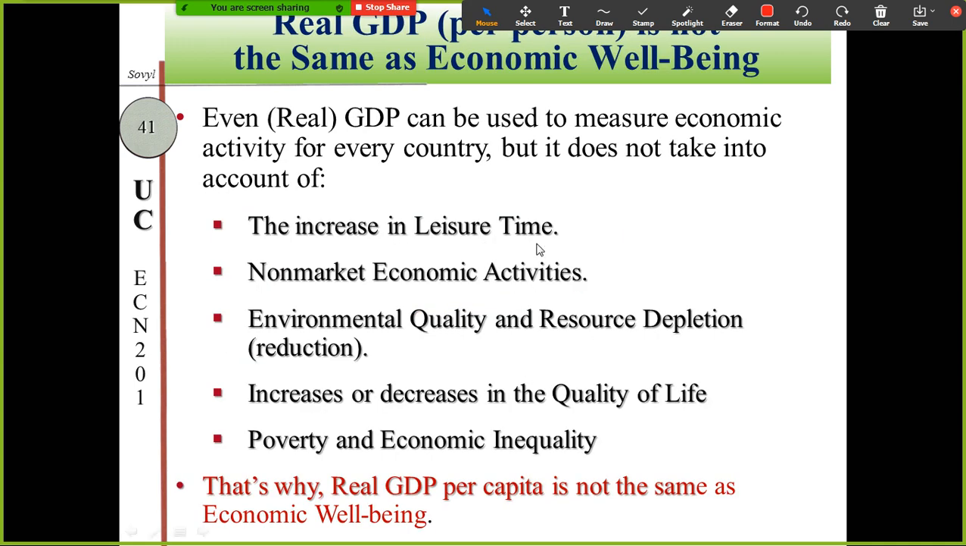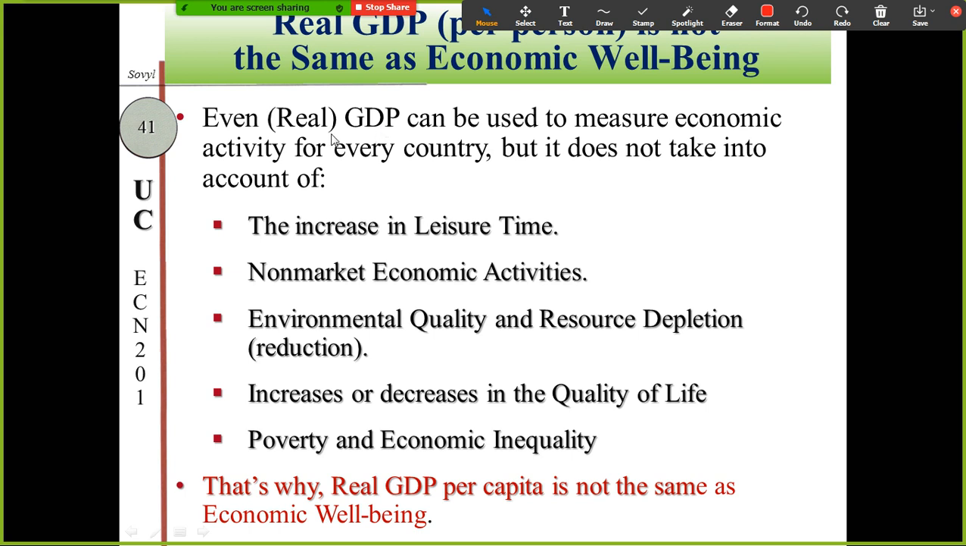Why? This is because real GDP per person does not take into account increased leisure time. What does leisure time mean? Leisure time is relaxed time, the time that you are not working. Real GDP per person does not take into account increasing relaxed time.